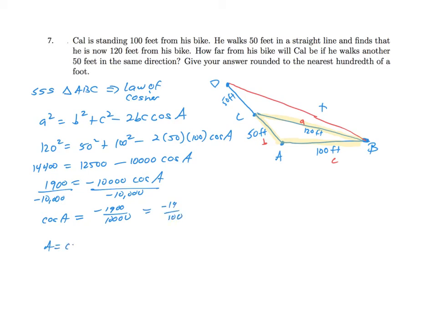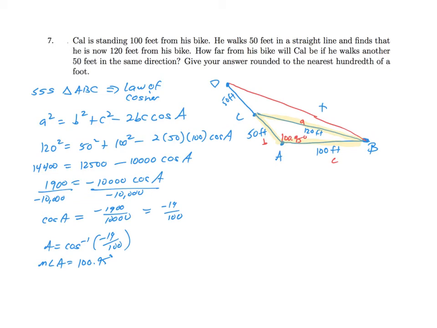So A is equal to cosine inverse of negative 19 over 100. And if you enter that into your calculator, you'll find the measure of angle A is 100.95 degrees. And I'm going to go ahead and write that value on our diagram. So the measure of angle A is 100.95 degrees. And now we need to find the length BD, which I labeled X in my diagram.